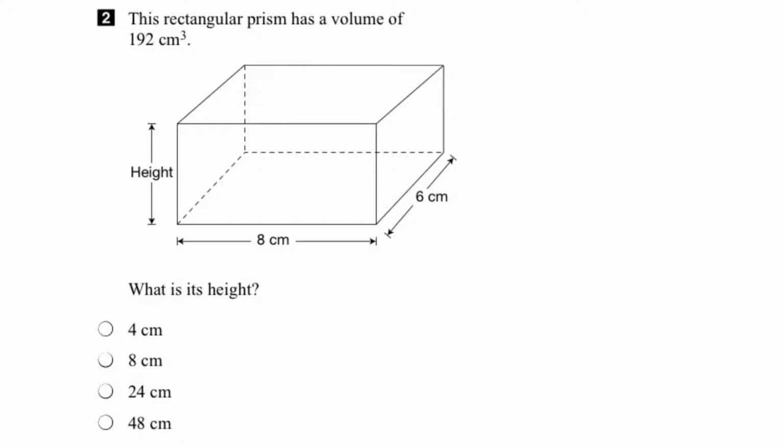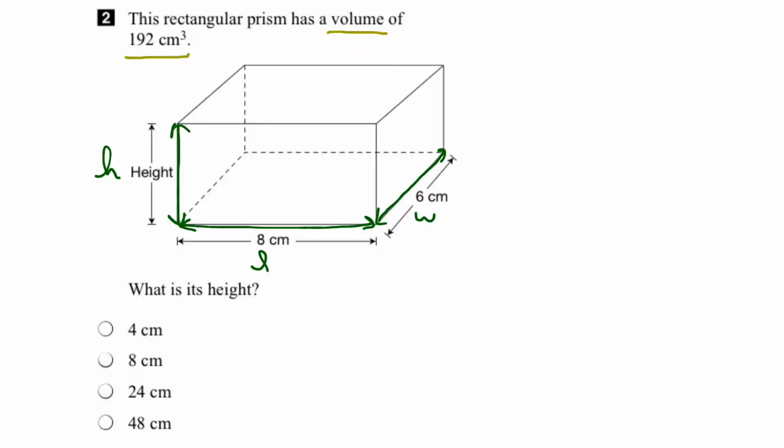In this question, we're given a rectangular prism, which you can think of as a shoebox, and what we're asked to do here is find its height. To help us find the height, which we'll label h, and that would be this distance from there to there, we're also given the length of the shoebox, which is 8 centimeters, and we're given the width of the shoebox, which is 6 centimeters. We're also told that the volume of the rectangular prism is 192 centimeters cubed.